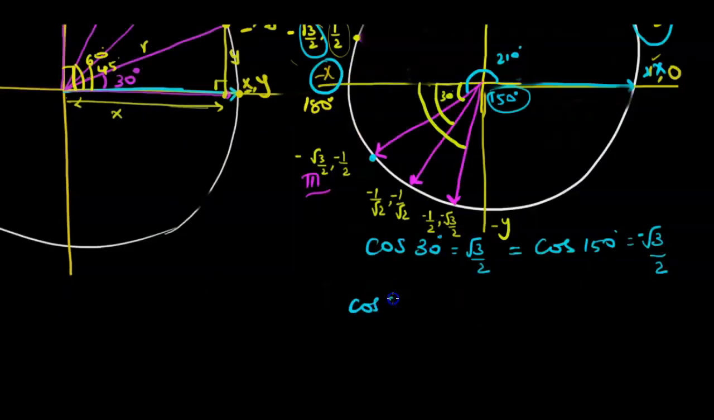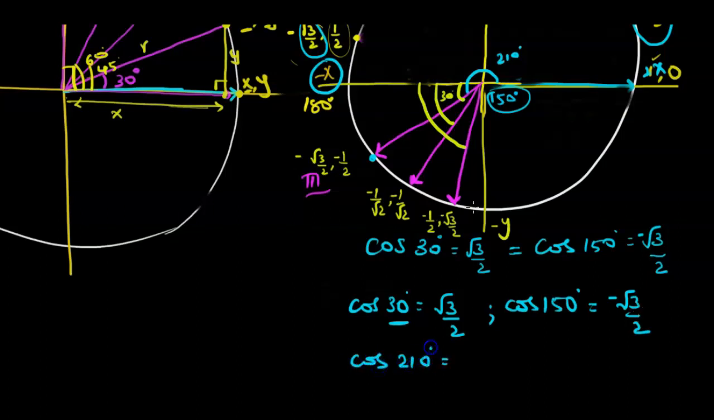Therefore, if we know cosine 30 is a positive root 3 by 2, because 30 lies in the first quadrant, then cosine 150 is also going to be root 3 by 2, but this is going to be negative because cosine values come from the x-axis, and the x-axis in the second quadrant is negative. Similarly, cosine 210 that comes from the related acute angle 30 degrees is also going to be equal to root 3 by 2 with a negative sign, because the third quadrant also has x negative.